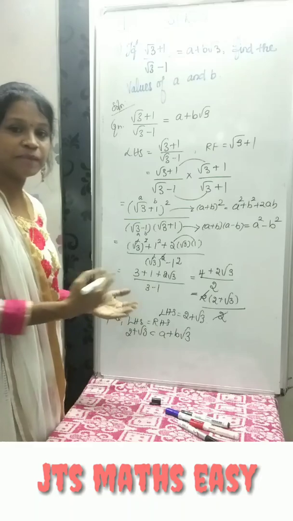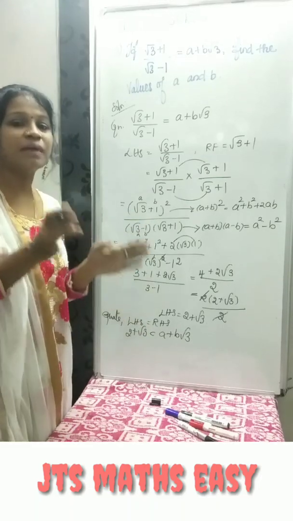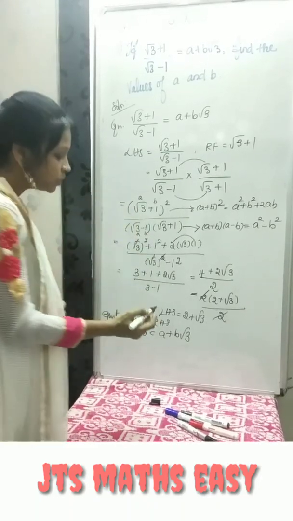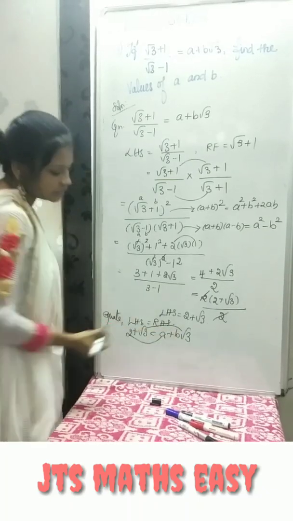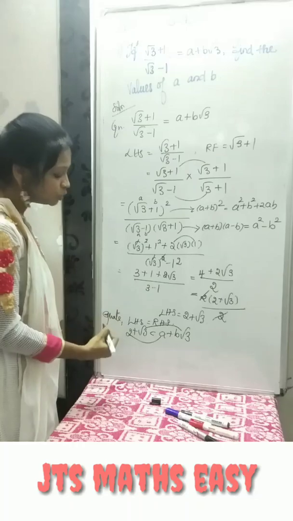And you have to compare both sides, the constant term and the root 3 term. The constant term is a, which is nothing but 2, and the surd term is nothing but b root 3 is equal to root 3.